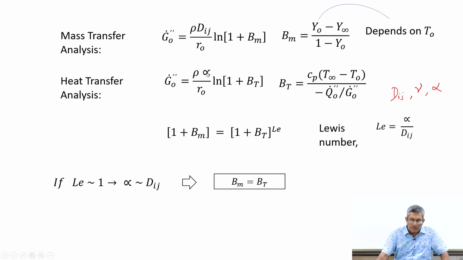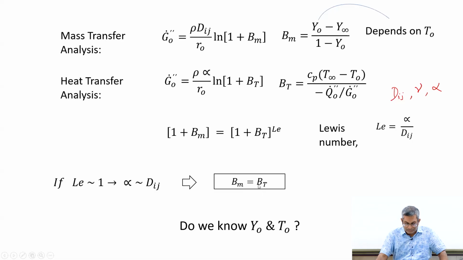So, here also you see, if alpha is equal to d, then the expressions are just the same. And then we get this expression Bm is equal to Bt. But the question is again, do we know either Y0 or T0? To calculate Y0, you need T0, but you do not know T0 also, as we just discussed. So, then what to do?